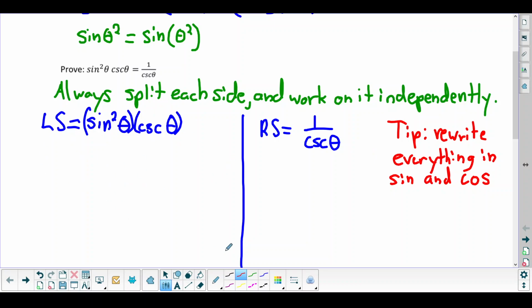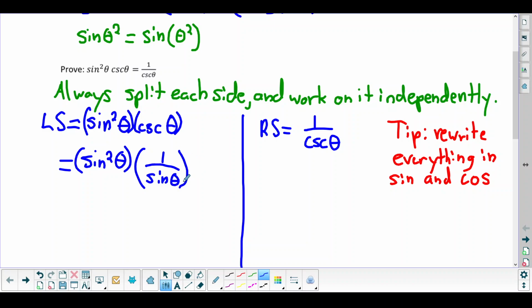Okay, so if we take a look at our left side here, sine's already in sine, it's sine squared, but cosecant I can rewrite, and cosecant is one of our reciprocal trig ratios. Cosecant is 1 over sine, so we can rewrite this as sine squared theta times 1 over sine theta. Those are equivalent expressions.